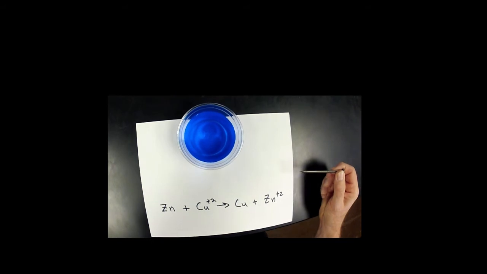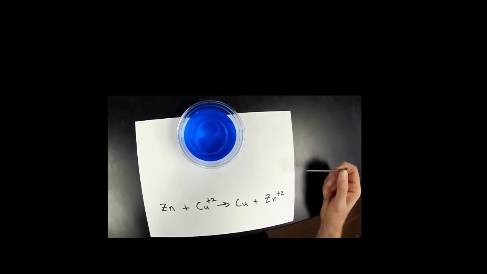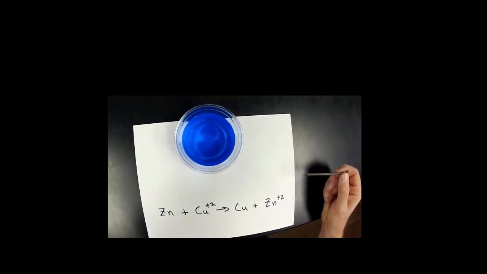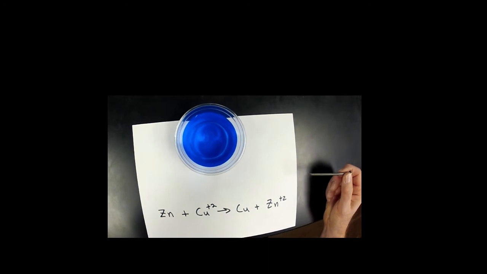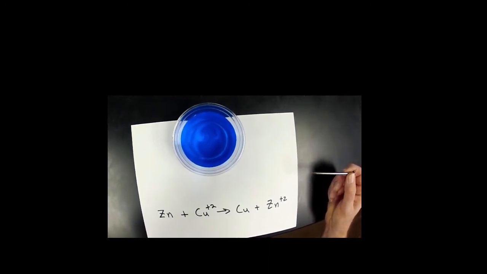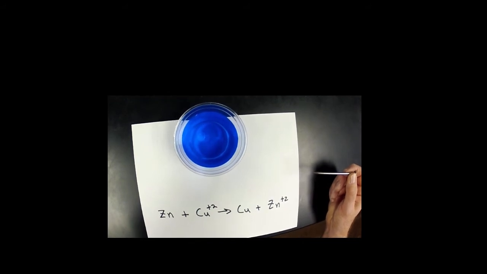Now, the reaction that I'm going to demonstrate is the reaction between zinc metal and copper ion to produce copper metal and zinc ion. This is an important reaction because it can actually be used to plate copper metal onto the surface of another metal.